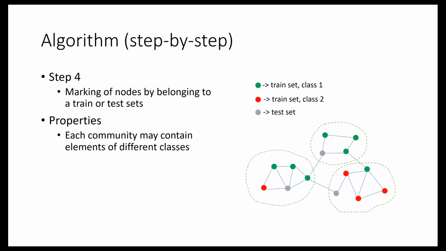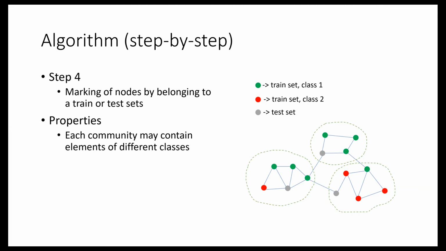And step 4, we mark the nodes belonging to the train set and test set. So for instance, in this example, we have two classes, 4 elements of the train set, for instance, green and red. And we mark them in each community. And the gray node is an element of the test set. So the class of these elements we have to predict by learning on the elements of the train set.